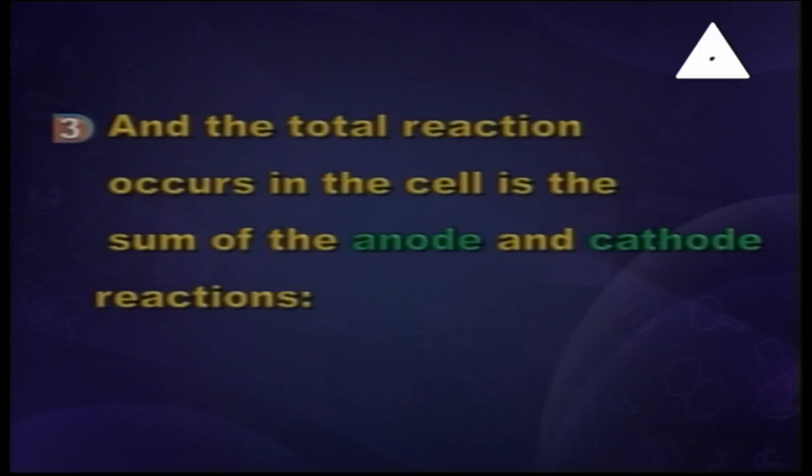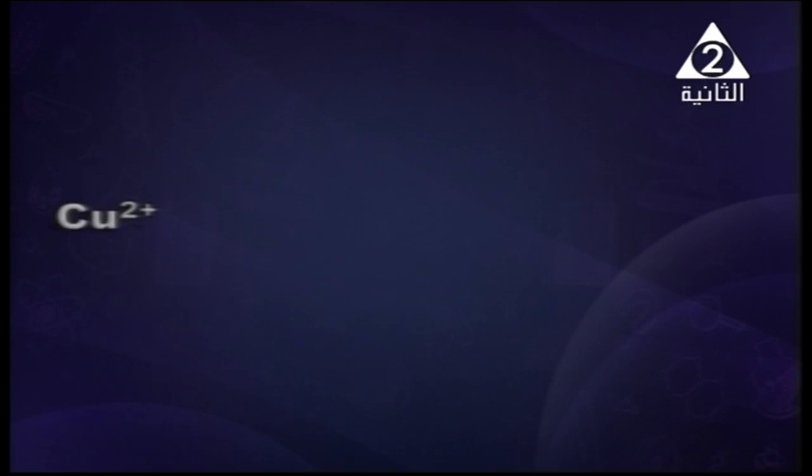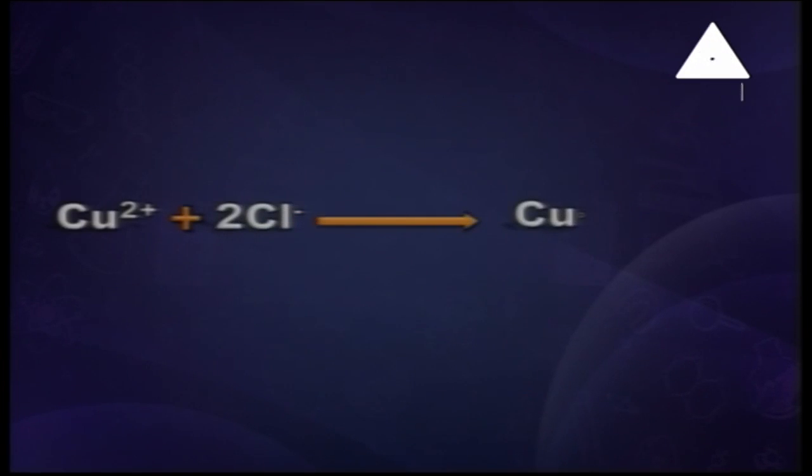Number 3. The total reaction occurring in the cell is the sum of the anode and the cathode reactions, which means oxidation and reduction reactions. As you see, Cu positive 2 plus 2Cl negative gives Cu0 plus Cl2. What about the E cell? What about the electromotive force of this cell?